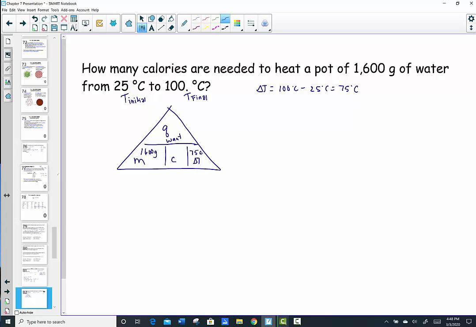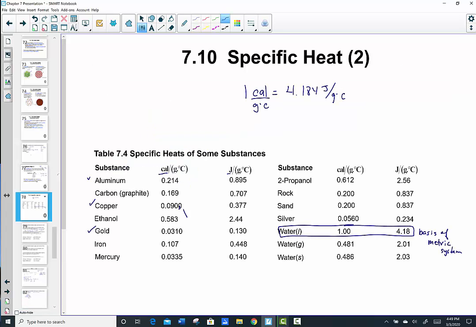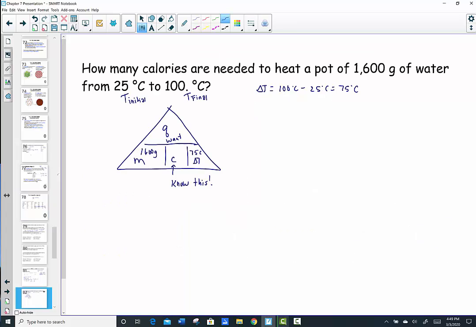We'd like to know Q. Well, you know what's not given on this page, but we're expected to know it? What is the specific heat for water? Now, I know that I gave you a table, but this is one that you should really just know. Know this one. 4.184 joules is equivalent to 1 calorie. So it's 1 calorie per gram degree Celsius. That's what I have to know right here: 1.0 calorie per gram degree Celsius.